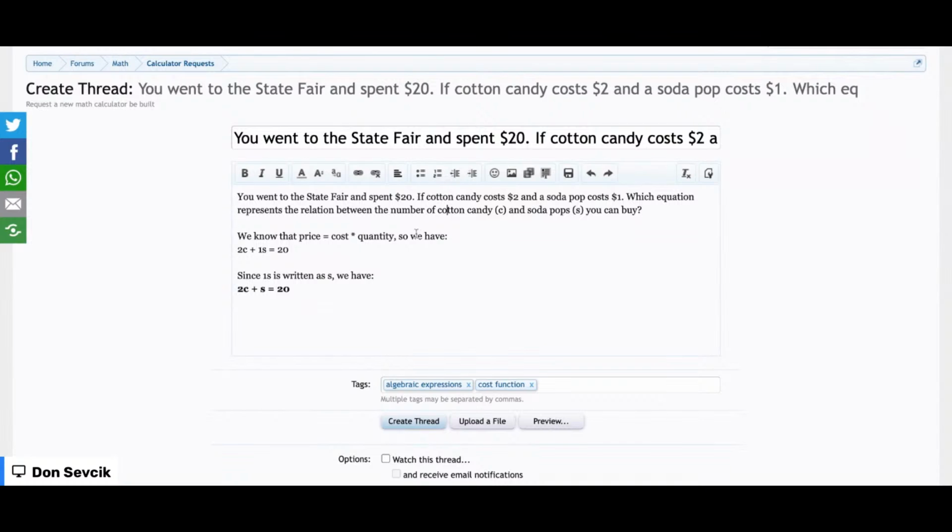We take our quantity of cotton candy. In fact, let's get a little bit more meta on this. Our total cost for $20 at the state fair is cost of cotton candy plus cost of soda. We went a little bit one level higher just so you can get a visual of what we're doing. Equals 20. And we broke it out here. Price equals cost times quantity. So cost of cotton candy is 2C, cost of soda is S, and it equals 20.